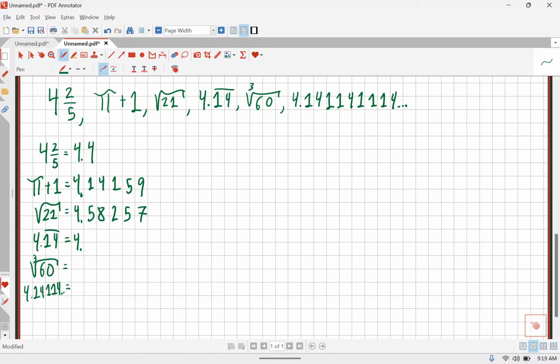Let's see if I can get some help out there. That would go 4 point what? Let's see, quarter, that would be 4 point what? And then? And so on. If I have to add more decimals, I can.